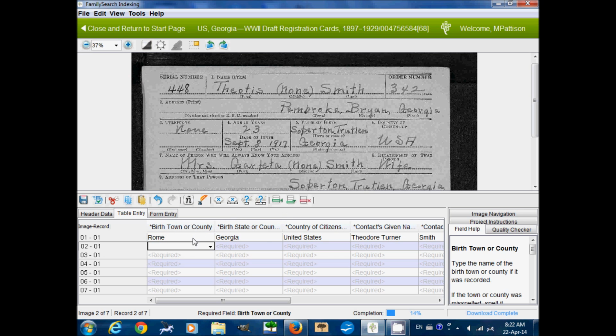So I've already done the first line here, the first card, and I'm going to go on to the second one because there's something a little different on this card that I wanted to show you. So we'll just start right in.